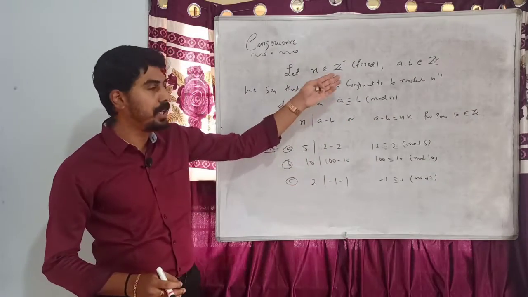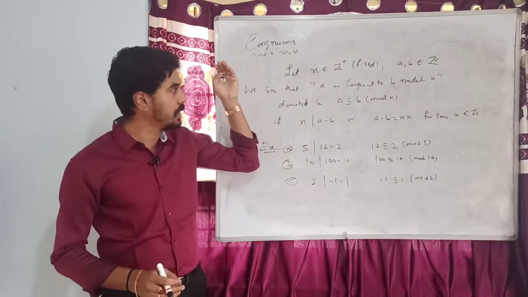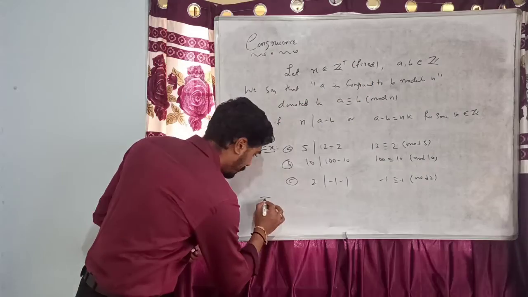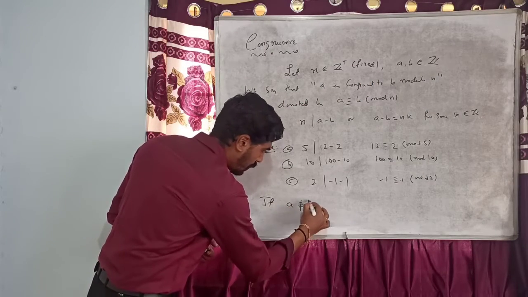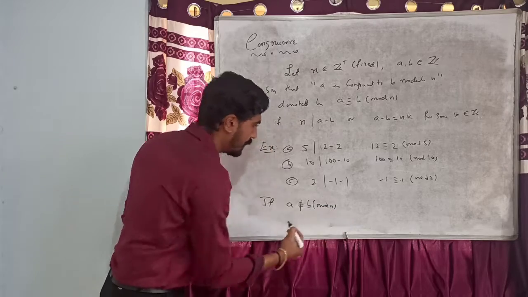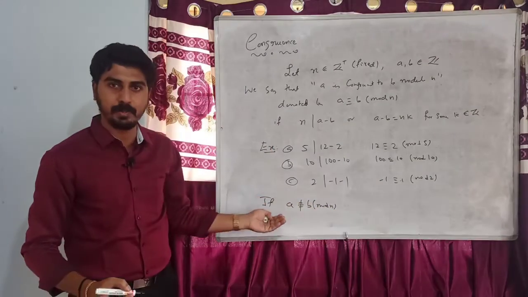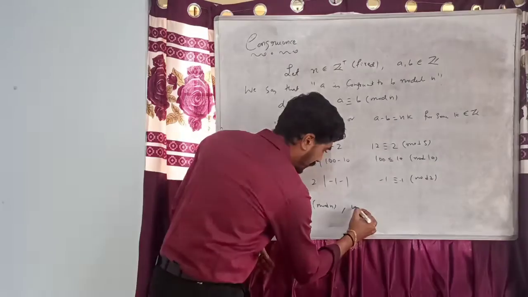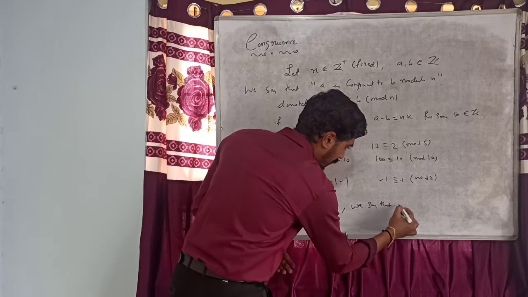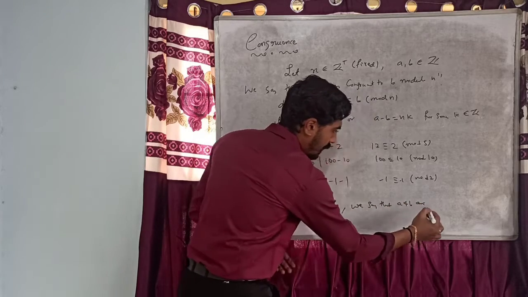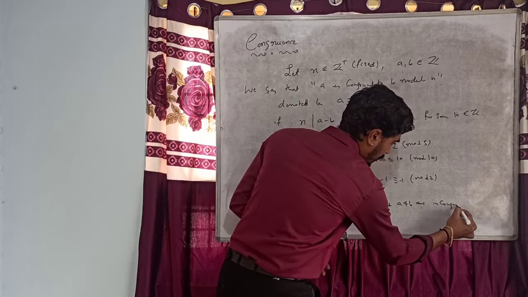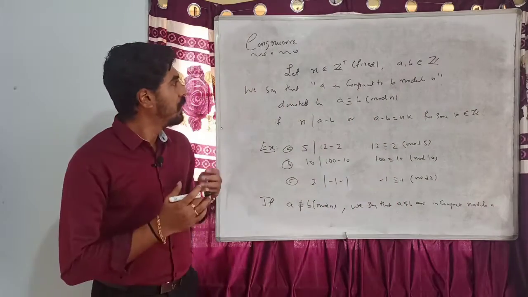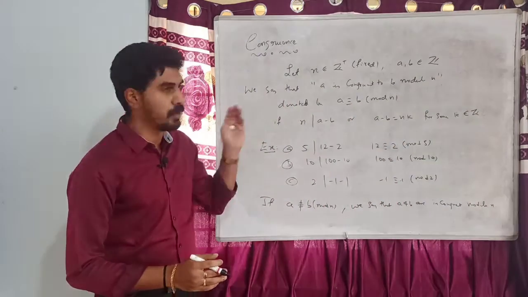Suppose we have two integers a and b and a fixed positive integer n, and if a is not congruent to b modulo n, in other words n does not divide a minus b, then we say that a and b are incongruent modulo n. Okay. Now let us see some elementary properties of congruence.